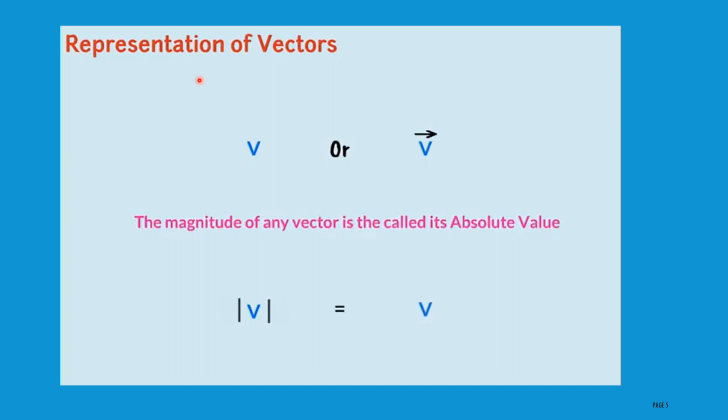Representation of vectors. We use capital V or small v with an arrow mark to represent a vector. The magnitude of any vector is called its absolute value. Mod v is always equal to v. If inside the mod you have a positive or negative sign, we remove the sign and use only the positive value. That value we call the absolute value.